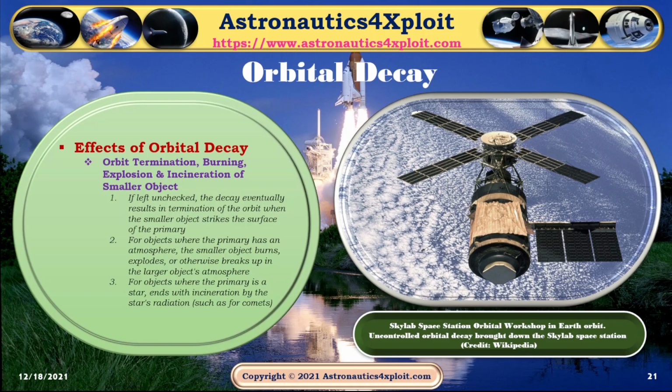For example, comets. This picture shows the Skylab Space Station Orbital Workshop in Earth orbit. Uncontrolled orbital decay brought down the Skylab Space Station.